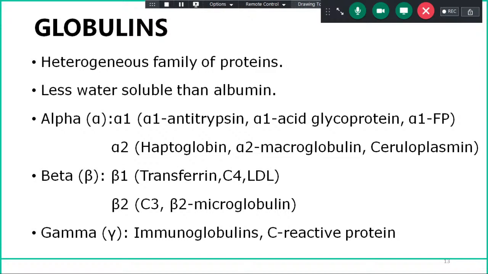Similarly, in the alpha 2 fraction we have haptoglobin, alpha 2 macroglobulin and ceruloplasmin, and in the beta 1 fraction we have transferrin, C4, which is a complement protein, and LDL, low density lipoprotein, which is the carrier for cholesterol. Then in the beta 2 fraction we have C3, which is also a complement protein, and beta 2 microglobulin. And in the gamma fraction we have immunoglobulins and C-reactive protein. Like I told you, C-reactive protein is an example of a positive acute phase reactant, a protein that increases in the case of inflammation.